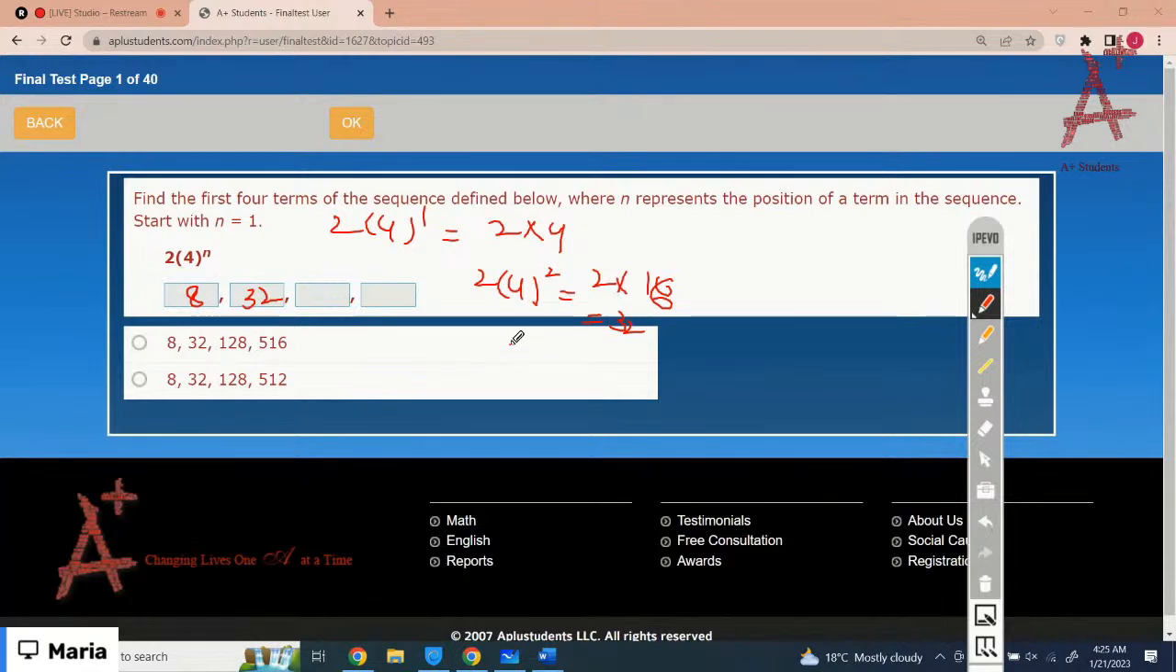For the next one, you have to do 2 times 4 exponent cube. 4 exponent cube is 64, and 64 times 2 is 128, and that would be the second option. You can evaluate the next one. Got it?